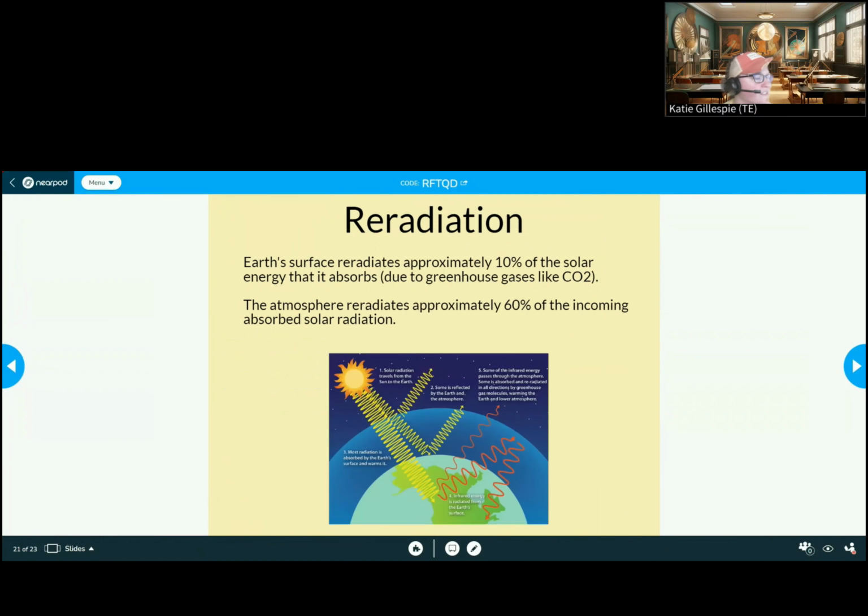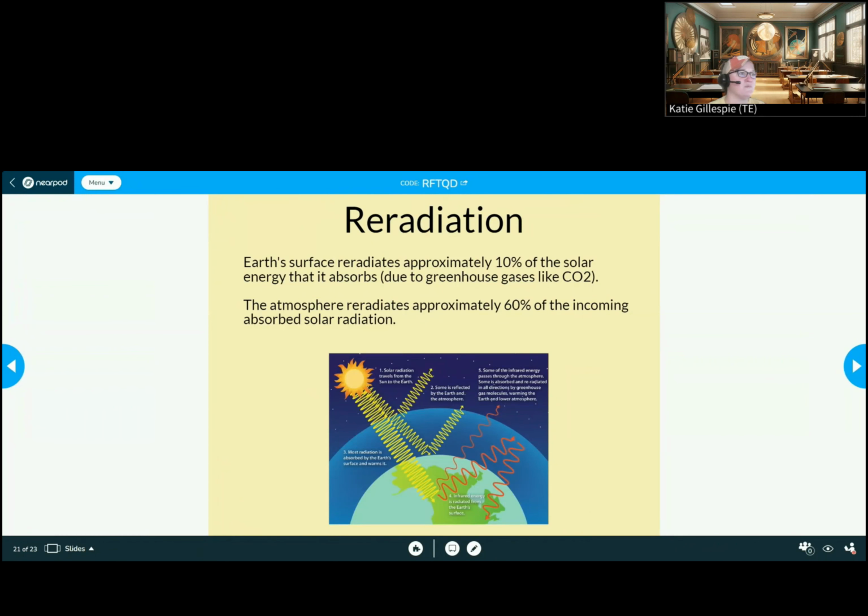Re-radiation is another word. Sometimes you won't see re-radiation, sometimes you'll just see the word radiation. But either way, tomato, tomato is kind of one of those things. Some scientists use it, some won't. Earth's surface does re-radiate. What does that mean? So it gives that back.